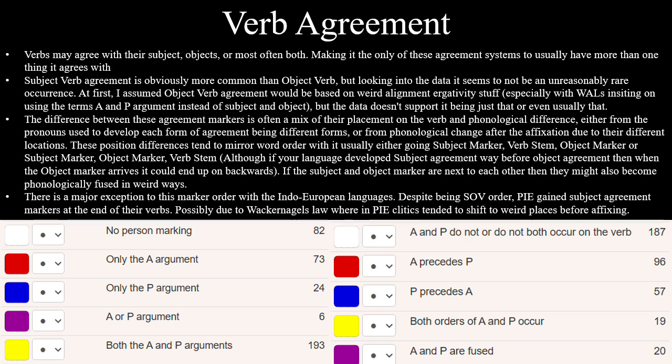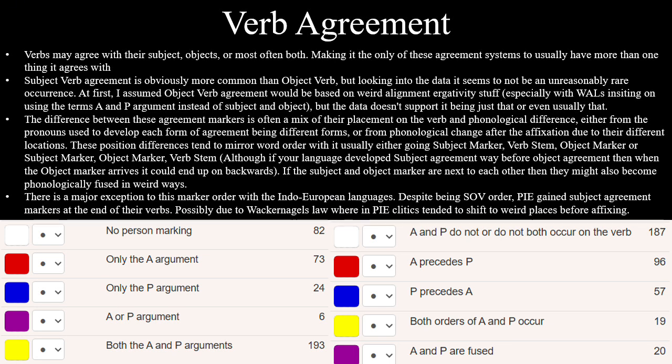Unlike case, these agreement markers don't seem to have a strong tendency towards being suffixes at the end of a word, as opposed to prefixes before it, although WALS doesn't list that data. From what I've seen, the language's agreement markers pretty straightforwardly mirror word order, with SVO languages going subject marker, verb stem, object marker, and SOV languages going subject marker, object marker, or maybe fused subject-object marker, and verb stem.